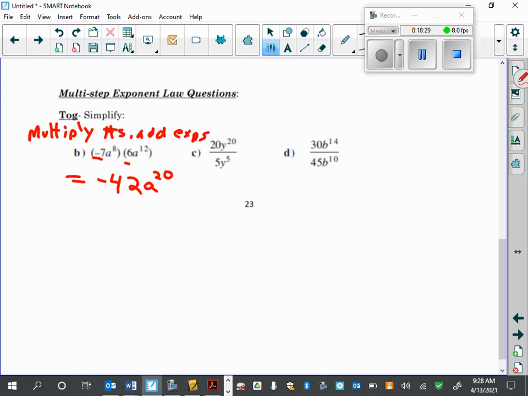This one, similar, you divide numbers and subtract exponents. Again, work ahead of me. You never ever divide exponents. Don't do it.